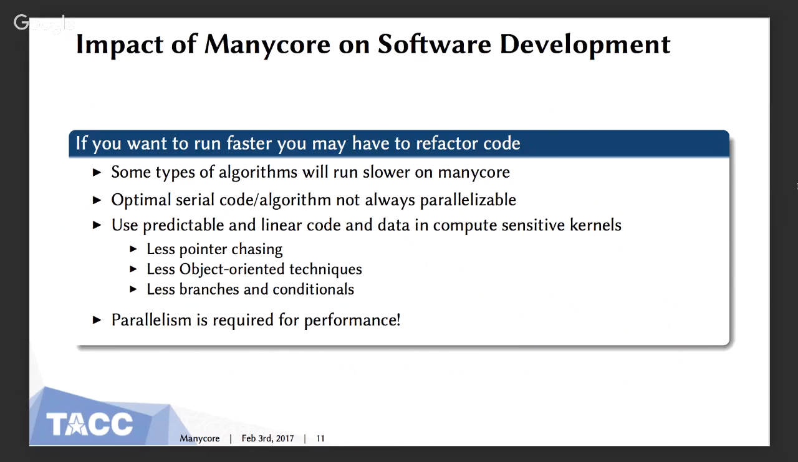Less object-oriented techniques, which are great, but they're better for things like managing a workflow or staging your computation. And also fewer branches and conditionals. You want to make your compute-sensitive code as simple as possible so that the compiler can really help you improve its performance. And finally, the main point is that parallelism is not really required to get improved performance of your application out of these types of processors.